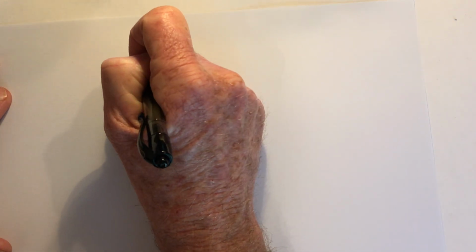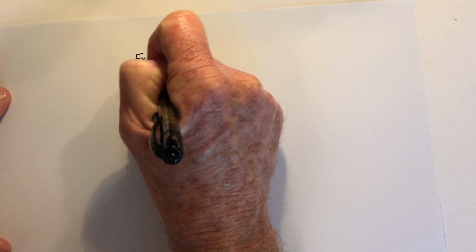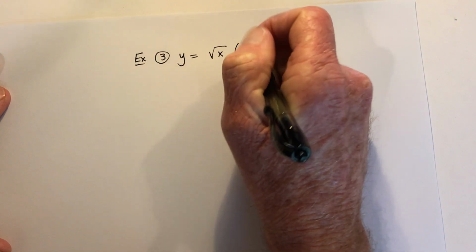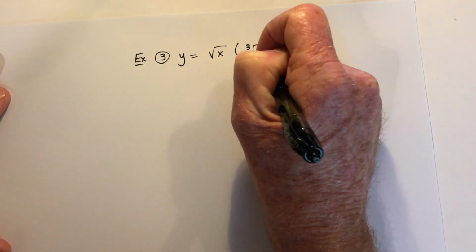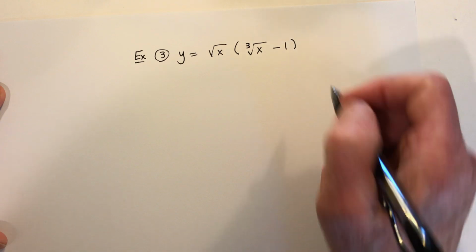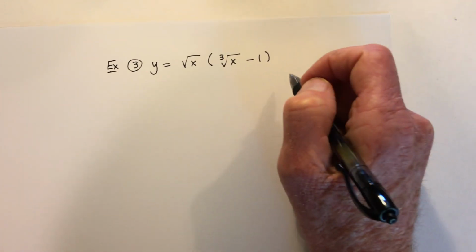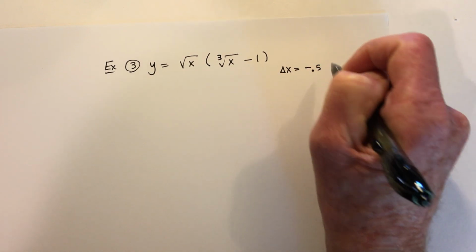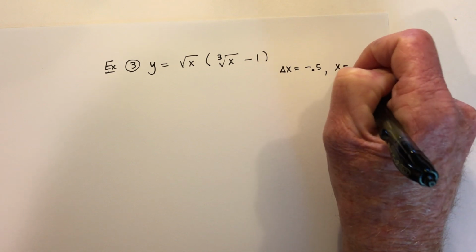Okay, then the next part is the same thing, but with a different type of function. So for example number 3, let's say that the function this time is take a square root of x, and then it gets multiplied with the cube root of x minus 1. And then let's say that, I put it over here, the delta x is equal to negative 0.5 when the x is a 3.